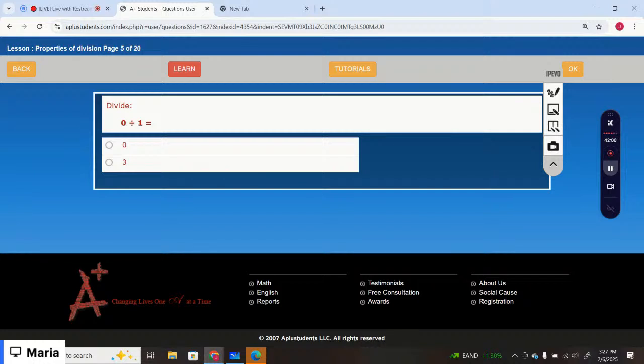0 divided by 1 is obviously 0. Option number 1 is the correct option.